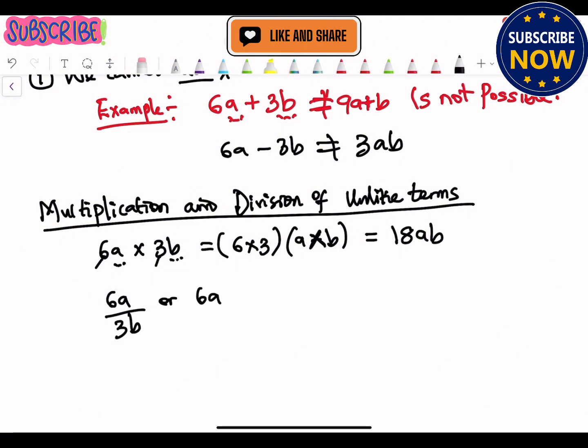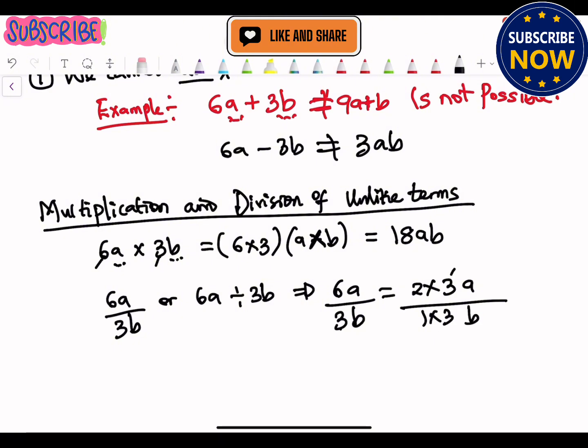So for division, let's say I have 6a divided by 3b. Or they write it like this, 6a over 3b. How do we solve this? What are the factors of 6? 6 is 2 times 3a, over 3 is just 1 times 3b. So this 3 can cancel out. 2 times 1 is 2, 1 times b is b. But we have the a on top. So 2 times 1, 2a, then here we have 1 times b.